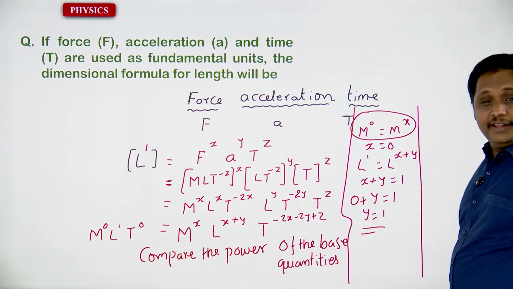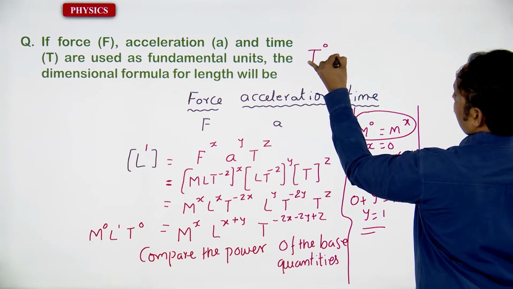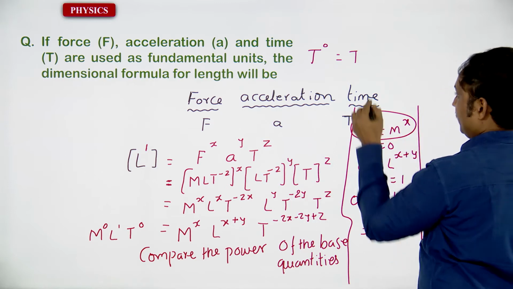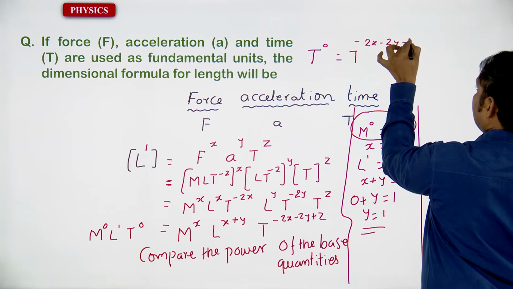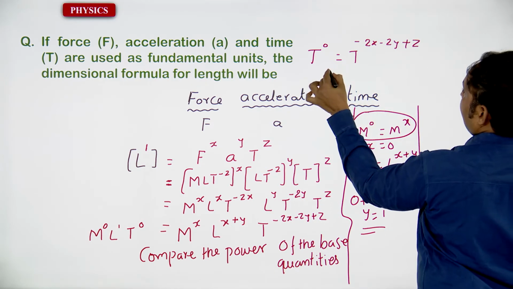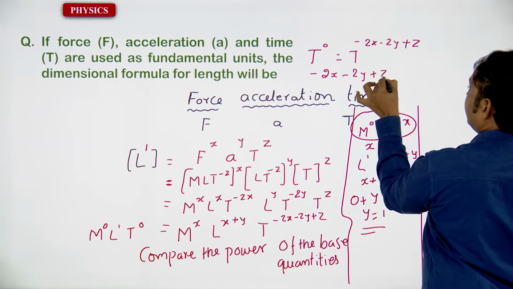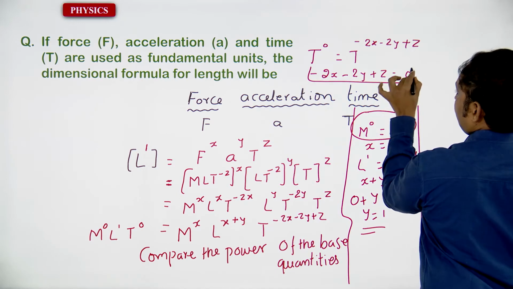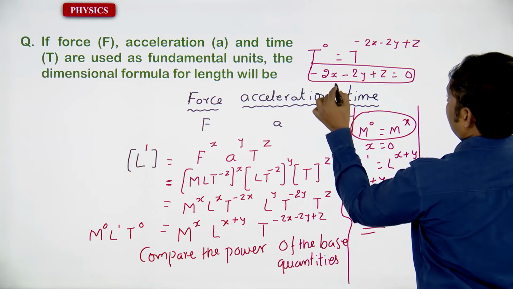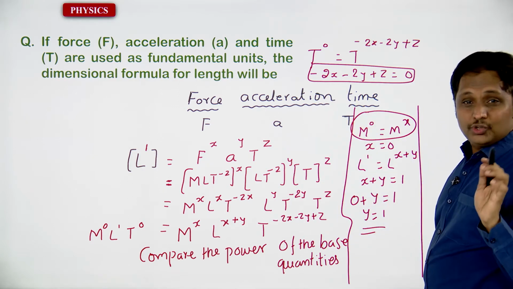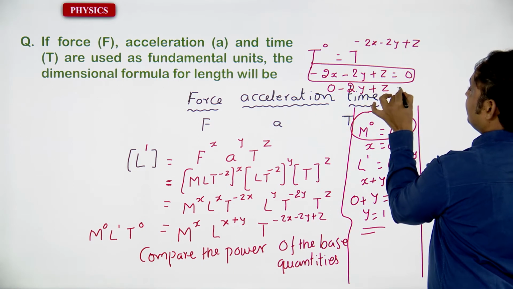And if you are going to get the next one, that is t power 0 is equal to t power, individually you have to compare, that is minus 2x minus 2y plus z. Okay, you have to get that minus 2x minus 2y plus z is equal to 0. You have to take this one, right? It's very clear. So you can get, for already we have that x is equal to 0. It is very clear. 0 minus 2y plus z is equal to 0.